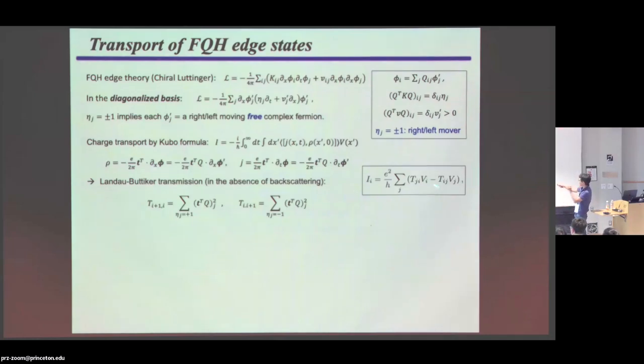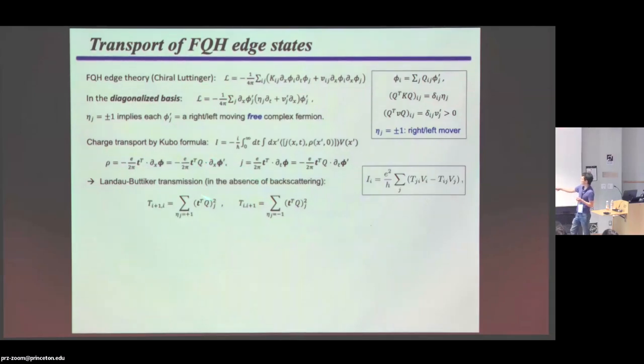As a result, by this analogy, you can find a Landauer-Büttiker formula for fractional quantum Hall edge states, where if eta j is +1, then it corresponds to a right-moving free fermion, which contributes a transmission of 1. But you note that in the phi prime basis, the charge of each mode becomes T times Q, where this Q is a non-universal matrix. So you have to take that into account.